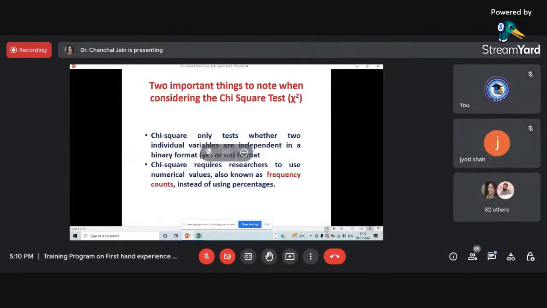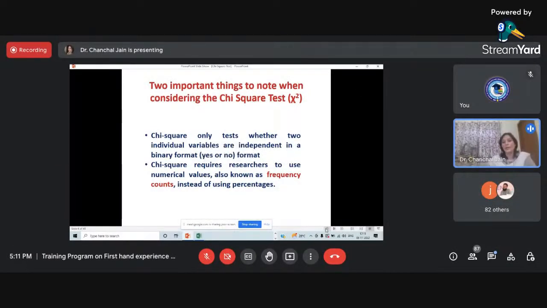Yeah. Now, two important things to note when we are going for the chi-square test. The first one: chi-square only tests whether two individual variables are independent, in binary format. That means whenever we have data in the binary format or in the dichotomous scale format, in that case we will go for the chi-square test. And for both variables, we are interested in finding whether the variables are independent of each other or not, or we can say we are interested in finding whether there is any association between those two variables or not.